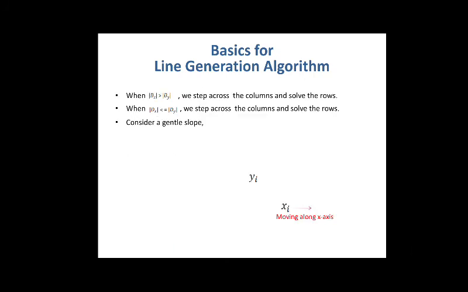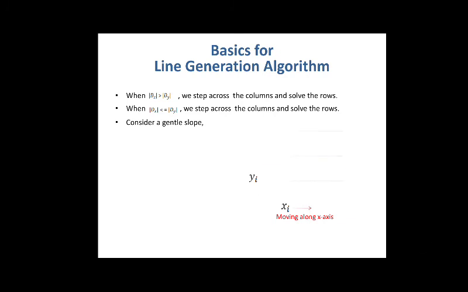So when dx is greater than dy, we step across the column and solve for the rows. What I have said is that whenever we are saying a gentle slope, we can calculate the column, but we cannot calculate the rows, right. So we will solve the equation for calculating the rows, and columns are incremented by 1. Whenever I am saying that dx is less than or equal to dy, meaning a steep slope, in that case we can calculate the rows, but we cannot calculate the columns.